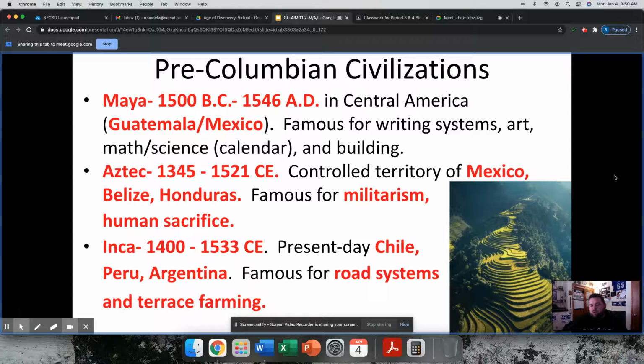Terrace farming is a way to perform agriculture in the mountains. It's very, very hard to plant crops in the mountains, so this system of terracing the terrain to make it suitable for agriculture is called terrace farming. We only really see this prominently in two places in the world. This is one of them, the Inca, and the other one is ancient China.